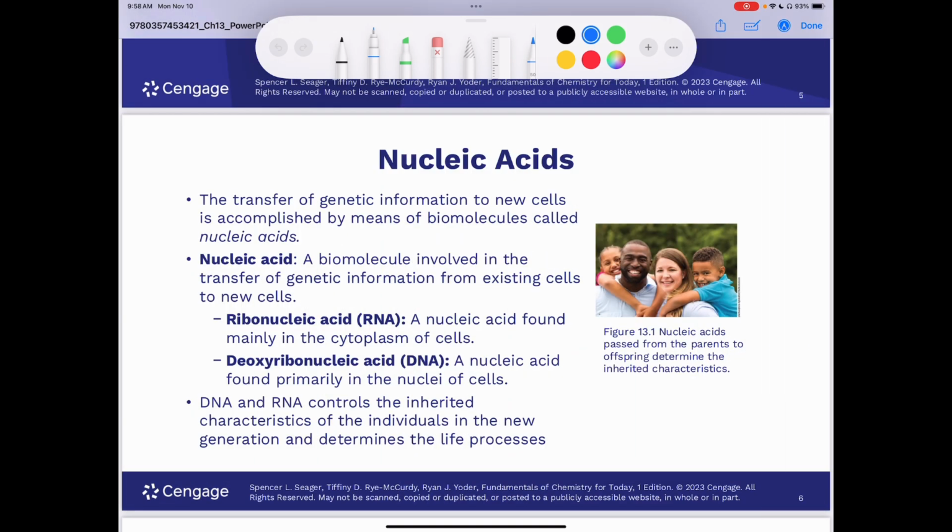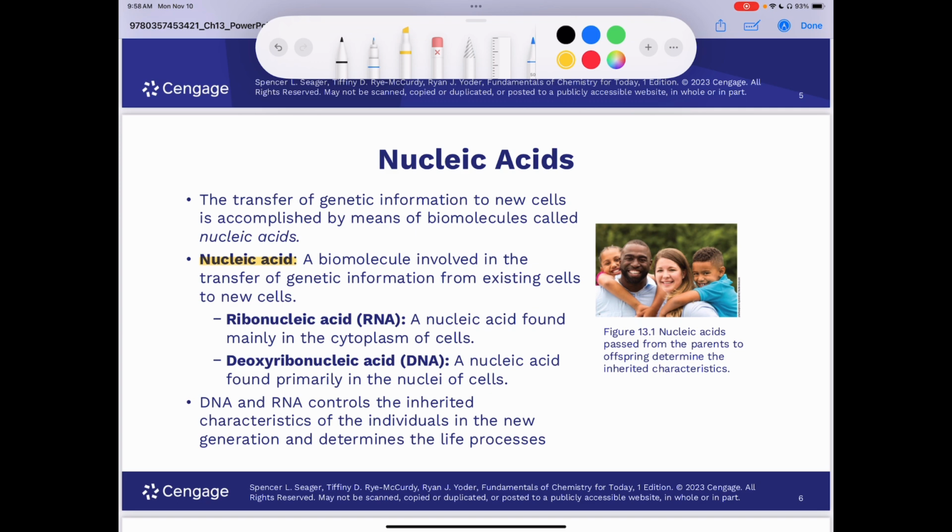One of the most remarkable properties of living cells is their ability to produce nearly exact replicas of themselves through hundreds of generations. Such a process requires that certain types of information be passed unchanged from one generation to the next. The transfer of the necessary genetic information to new cells is accomplished by means of biomolecules called nucleic acids.